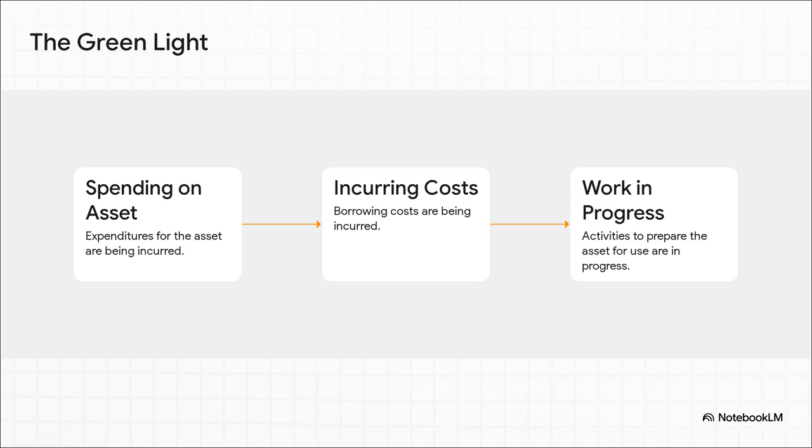But hang on, you can't just start capitalizing interest whenever you feel like it. PAS 23 gives you a very specific set of green light conditions, and all three have to be happening at the same time. 1. You're actually spending money on the factory. 2. The bank is actually charging you interest. And 3. Construction is actively happening. If you don't have all three, you don't have the green light.